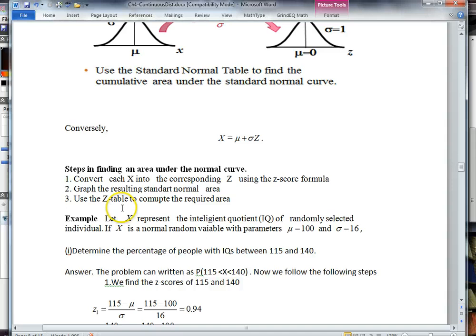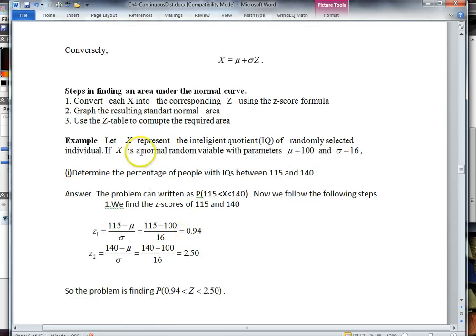So here are the steps in finding an area under the normal curve. Convert each x into the corresponding z using the z-score formula. Graph the resulting standard normal area, and then use the z table to compute the required area. So here is an example.